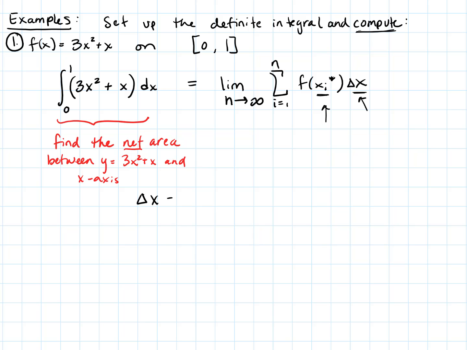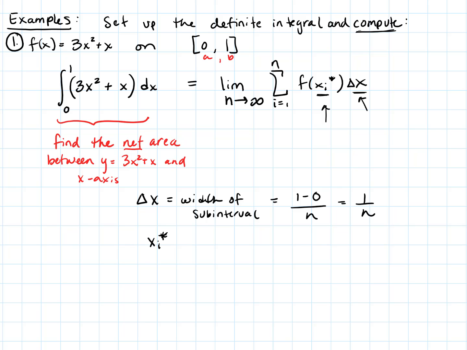Delta x is the width of each subinterval, and it's defined to be b minus a over n. Well, a and b are given as 0 and 1. So delta x is 1 over n.